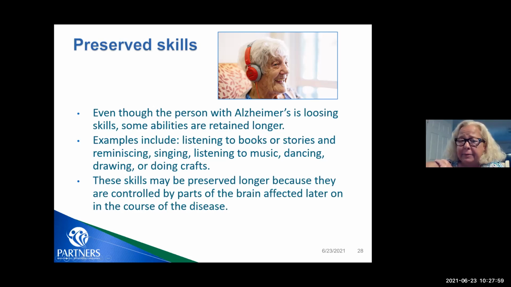They enjoy reminiscing. They really enjoy things that are related to music. So singing or listening to music, especially music from their younger adult years. Some of them still enjoy dancing. If they enjoy drawing or doing crafts, a lot of times they're able to still do a simple version of that. These skills are preserved longer because they're controlled by parts of the brain that are affected later on in the disease process. So you always want to plan activities and interactions with them that highlight these skills that are retained longer.